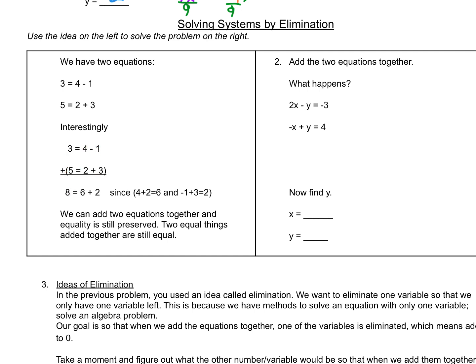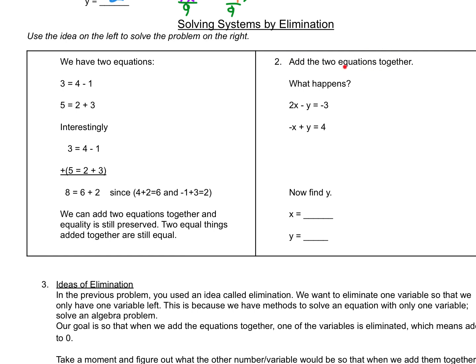3 plus 5 is 8, 4 plus 2 is 6, negative 1 plus 3 is 2. Does 6 plus 2 still equal 8? Yeah. We can actually add equations together. Equations means equals, right? So the left side equals the right side. And when you add equations together, if the equations are equal in the first place, they're still going to be equal. This preserves the equality. Two equal things added together are still equal. We can use that idea now to apply that to other scenarios.